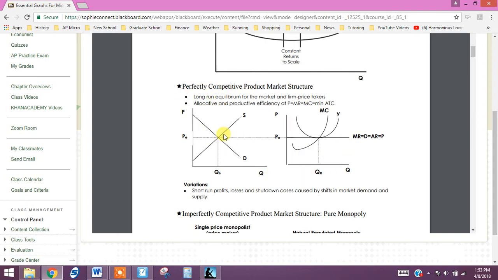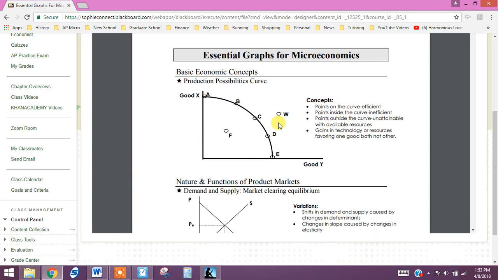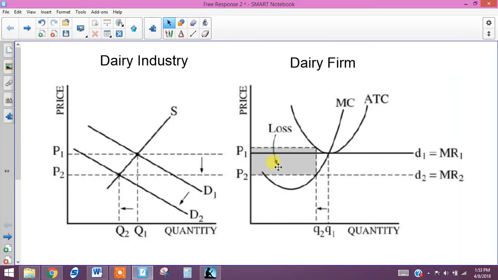Okay, we've got the market. I keep saying the wrong thing. We've got the market here. You can always tell the market because it has a downward sloping demand. The individual firms in a perfectly competitive market are going to have a horizontal demand. And this should all be a tangent right here. It looks a little bit off, but anyway. This handout in general is going to be very helpful for you in preparing for the AP exam. So let's jump back. This is what we want to draw for our problem.